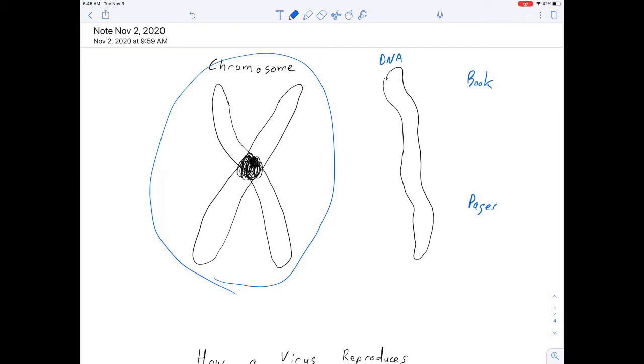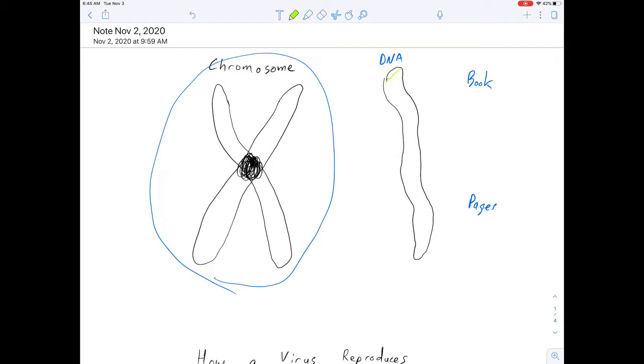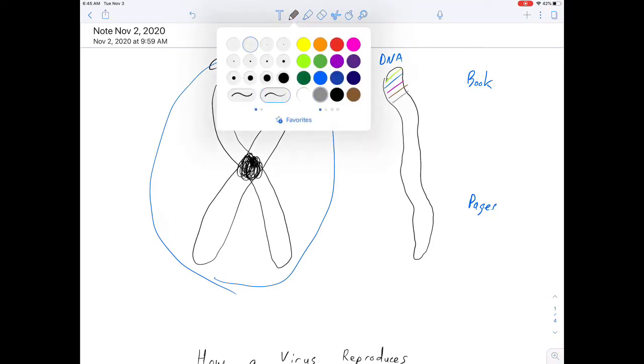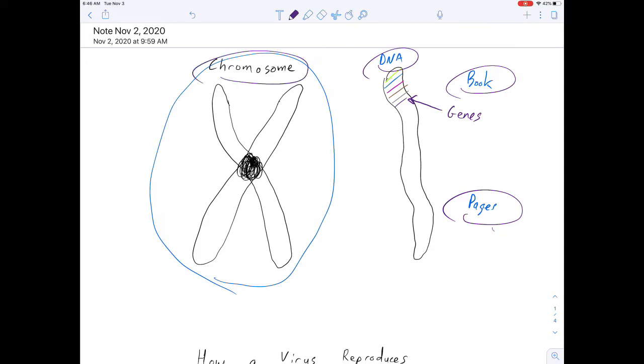So what's meant by that? In this strand of DNA, it has all kinds of different little tidbits of information about you. So, you're going to have blonde hair, and you're going to be a male or a female, or you're going to have a big nose like me, or whatever. And so on and on and on. So these are the genes that make up the pages of the book that makes up your DNA, which is found in the chromosomes. Wow, a lot of stuff there.